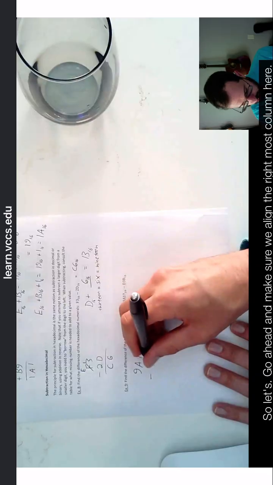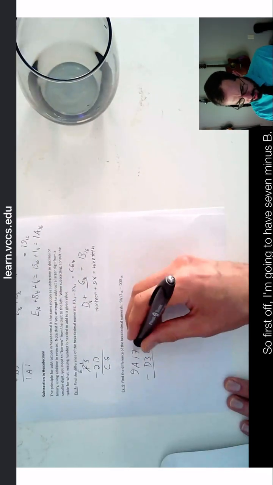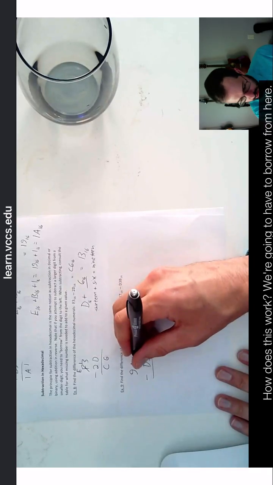One last example here, doing the same sort of thing, another difference problem. We've got 9A17 in base 16 minus D3B. Well, note, there are only 3 digits in this numeral here, so let's go ahead and make sure we align the rightmost column here. So first off, I'm going to have 7 minus B. Well, B is bigger than 7, so we're going to have to borrow. How does this work? We're going to have to borrow from here.